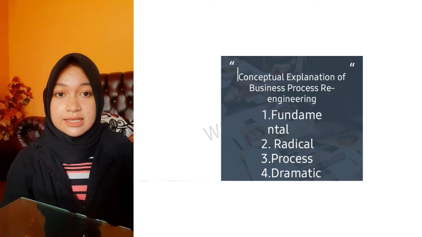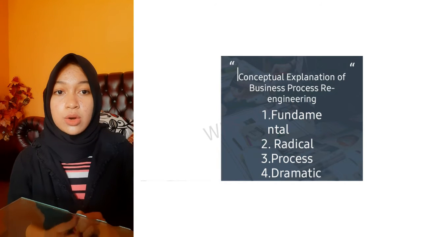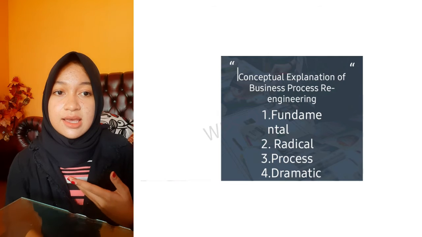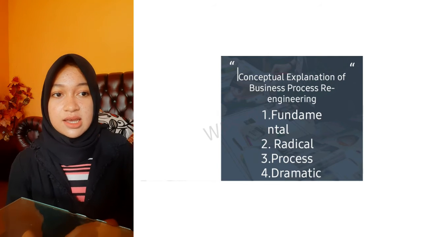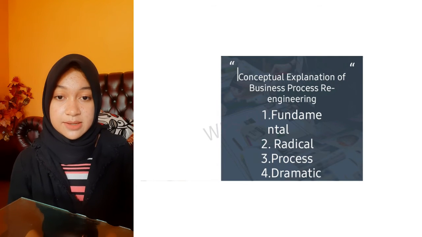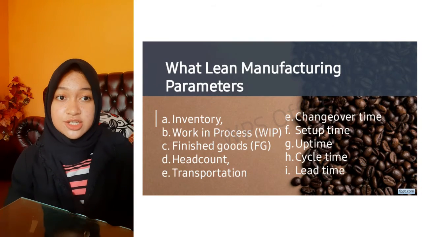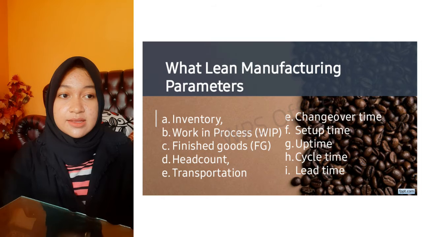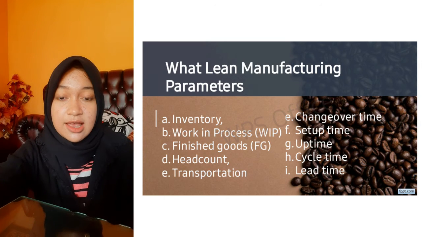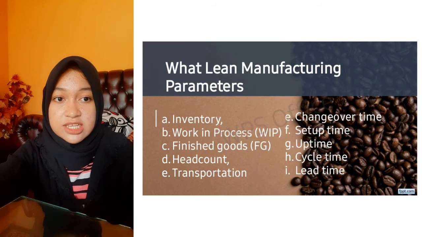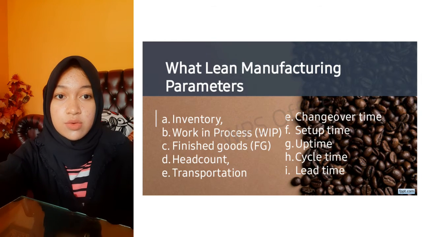And the last, dramatic. So now you will be getting an idea of what exactly the concept of dramatic means. Well, everyone, what are the lean manufacturing parameters? Inventory, namely supplies that are reserved, whether in the form of raw materials, work in process, or finished goods within a certain period of time.